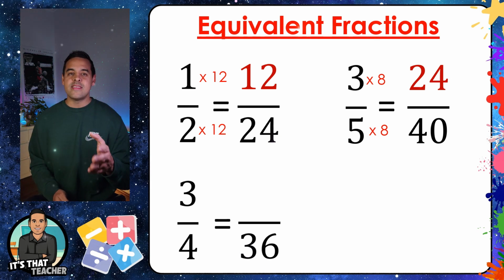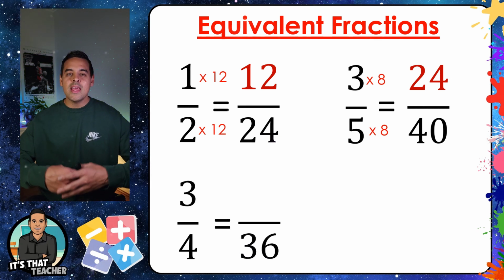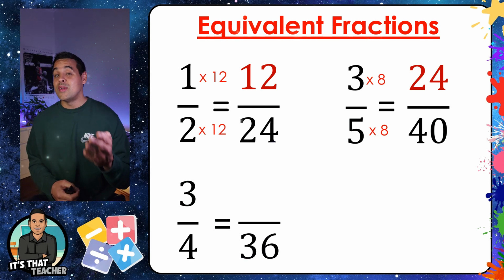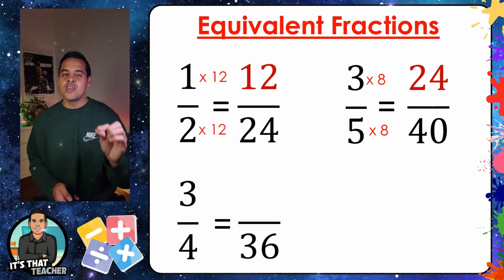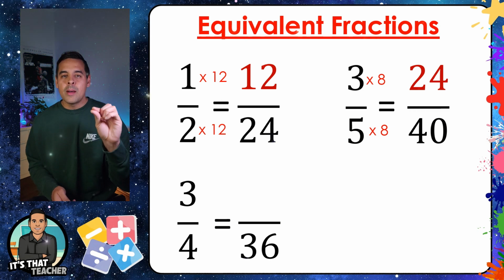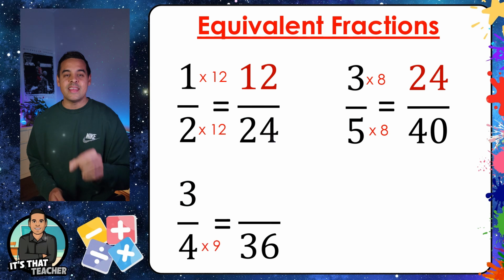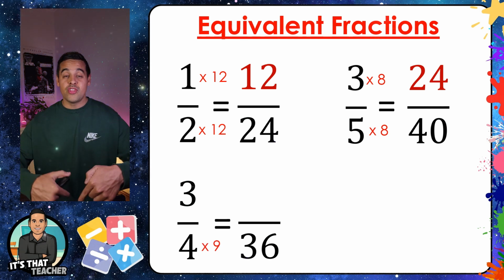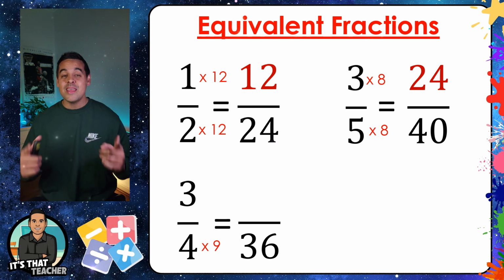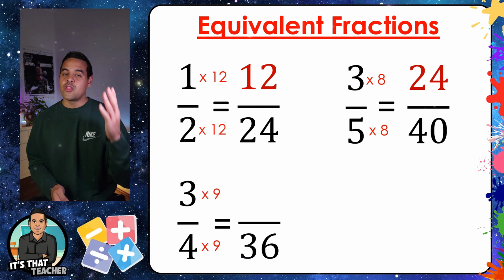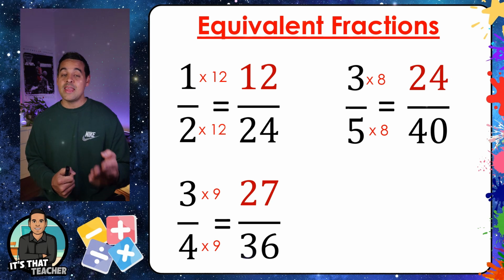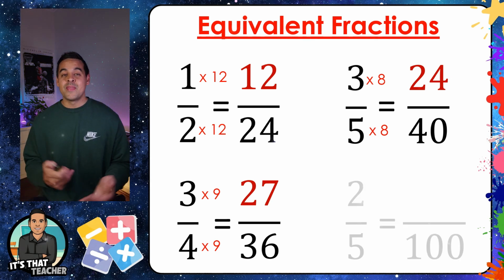Going through the third example, we have 3/4 is equivalent to something over 36. So what have we multiplied 4 by to equal 36? We know that that answer is 9. Remember, whatever you do to the denominator, you must do the same thing to the numerator. So 3 times 9 equals 27. Your missing numerator here is 27.